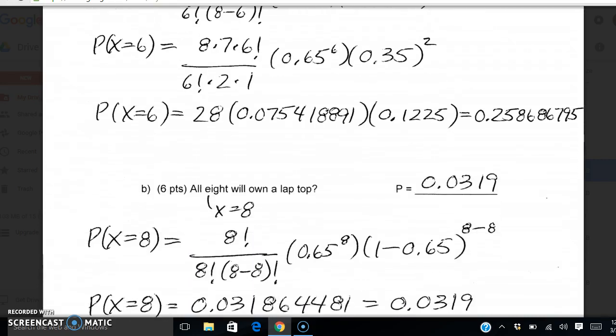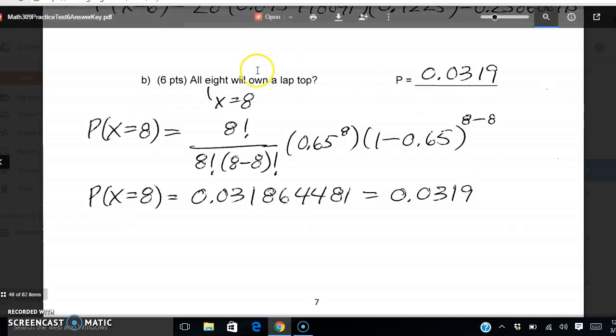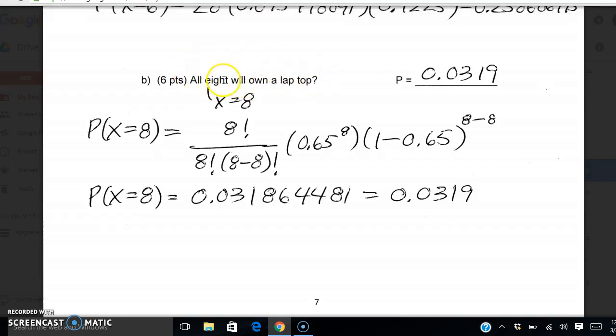And when we go to the second part of the problem, we're interested in x equal to 8. That's the number of people owning a laptop that we are interested in. So the x now is 8, the n remains 8, the pi remains 0.65, and so we plug in again to our formula. As you see here, when you do the calculation with the binomial section first, you'll notice that the 8 factorial over the 8 factorial, they cancel one another, so they're gone.